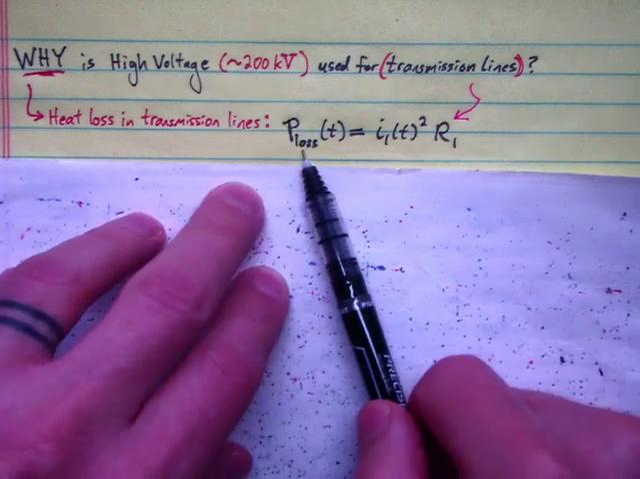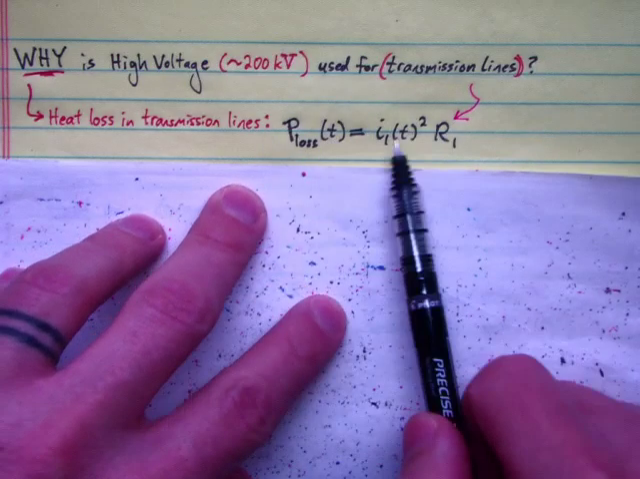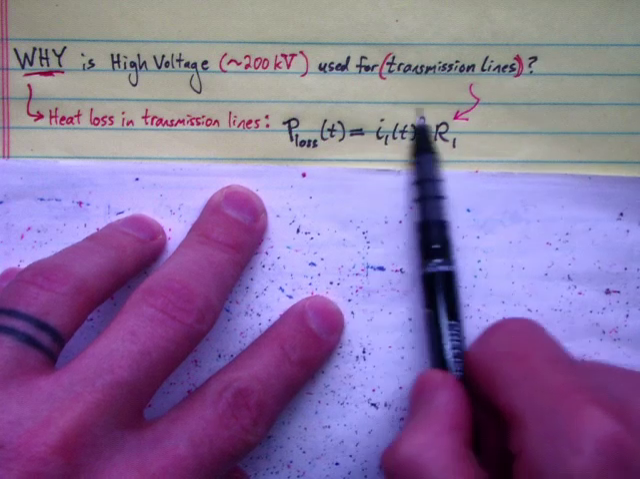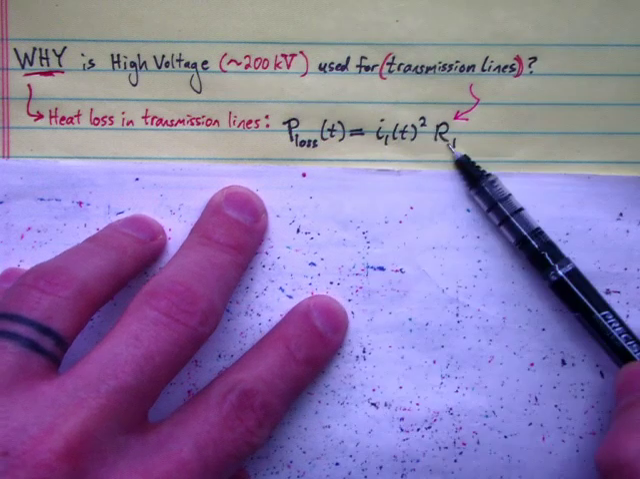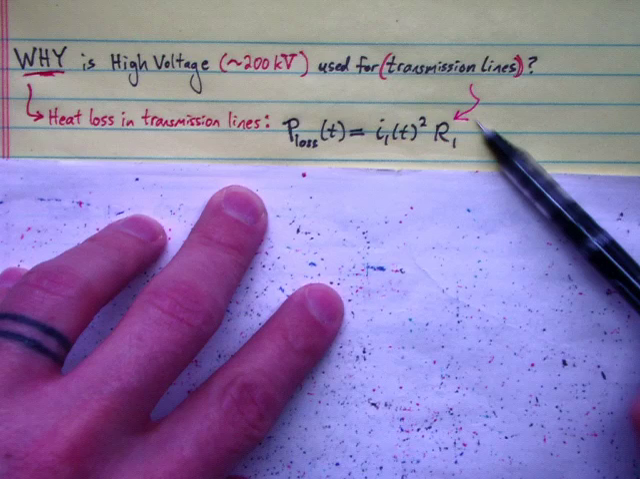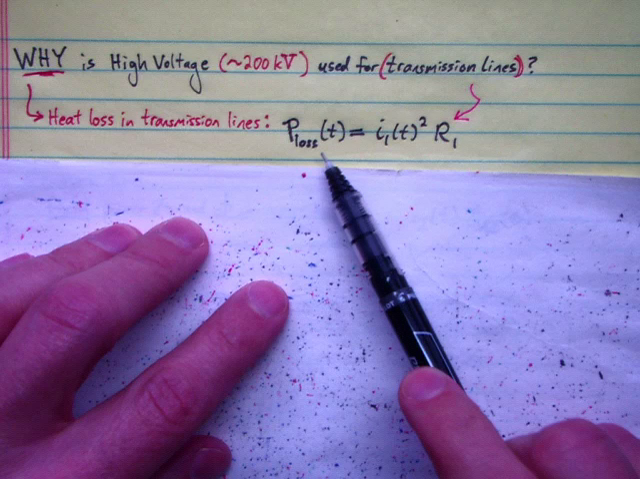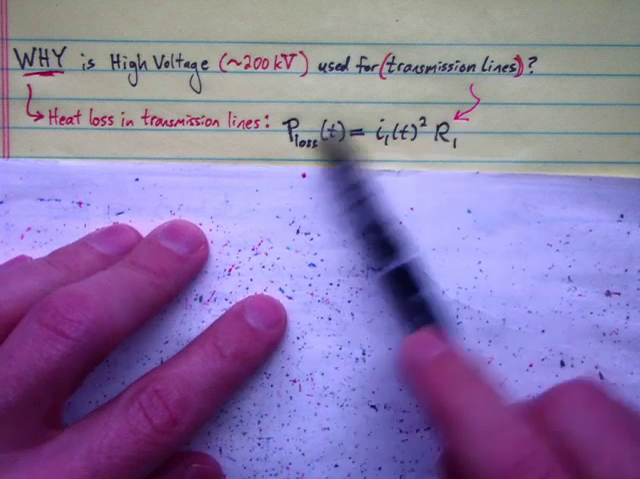So okay, the rate at which you're losing energy in the power lines is equal to the current squared in the power lines, your transmission lines, times the resistance of those transmission lines. They're very long wires, so they will have some considerable resistance in them. Okay, so that's the rate of heat loss in the transmission lines. We want to minimize this.